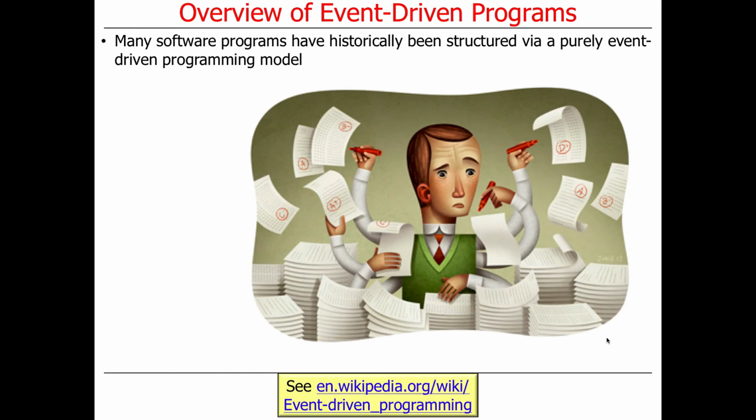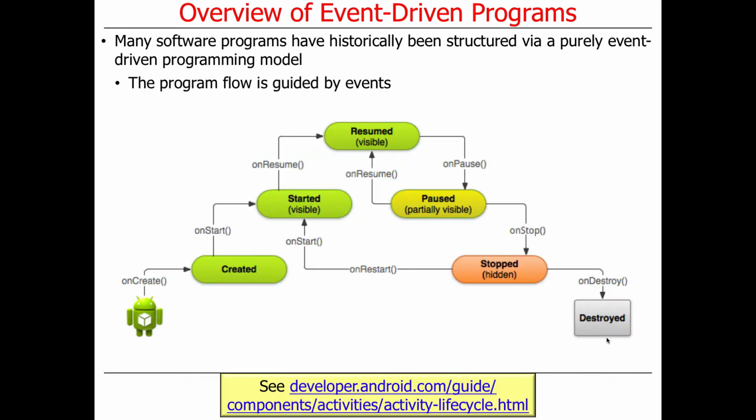So many software programs, especially if you go back, sort of in the dawn of time of computing, were structured using purely event-driven programming models. So what the heck does that mean? And by the way, you can find some good explanations of these things at the links on the page, but I'll explain it now. What that means is the flow of control of the program is guided by events.